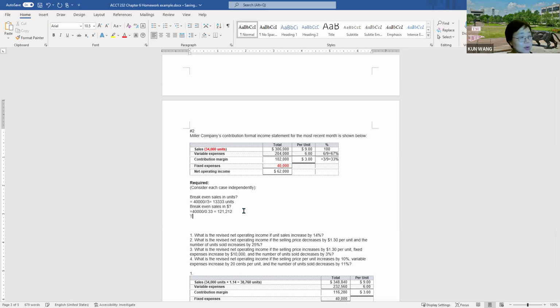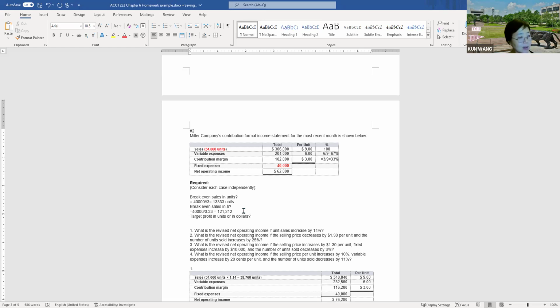Then similarly, I think I will leave you to solve that. So target profit in units or in dollars. The only thing different, we add the desired profit. For example, I'm asking a target profit of 80,000. Yeah, this is not coming from the original problem, I just added it myself. So if I want to get an 80,000 profit, what should be my sales units or the sales revenue? Okay, by adding this 80,000 on the top of the formula, the numerator of the equation. So that's two fundamental questions.